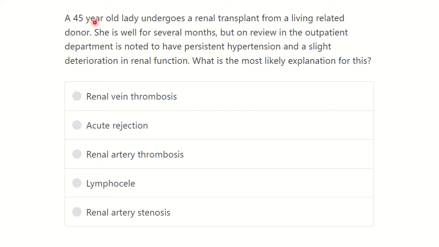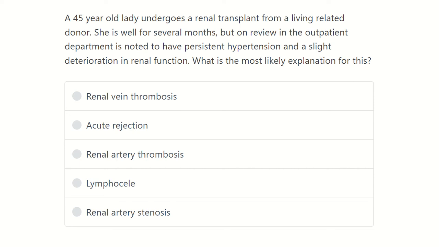A 45 year old lady undergoes a renal transplant from a living related donor. She is well for several months, but on review in the outpatient department is noted to have persistent hypertension and a slight deterioration in renal function. What is the most likely explanation for this?